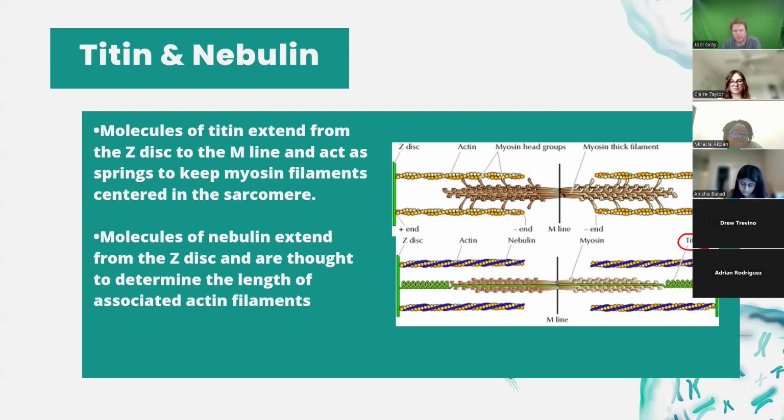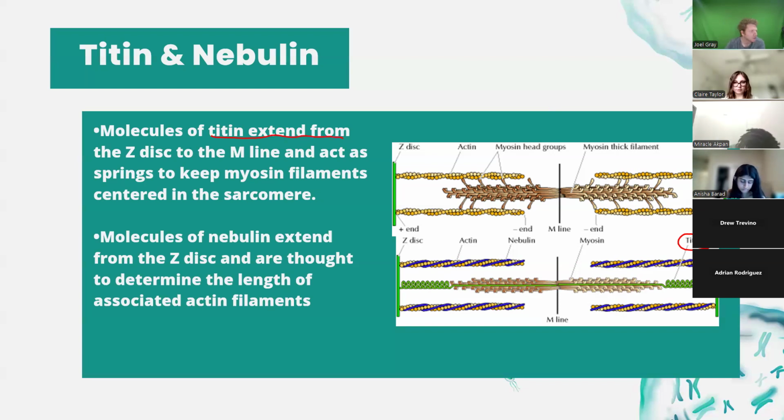Titin basically connects the M disks to the Z disks. So molecules of titin extend from the Z disk to the M line and act as springs of sorts, which is why we've got this kind of spiral structure there to keep myosin filaments centered within the sarcomere. So they connect the Z and the M disks to one another, and they keep myosin basically on the tracks.